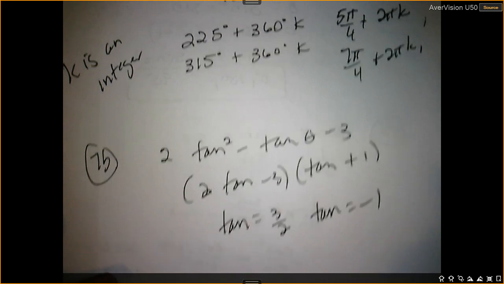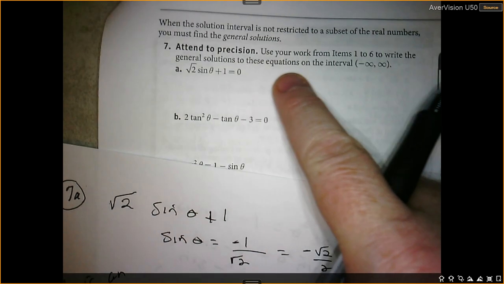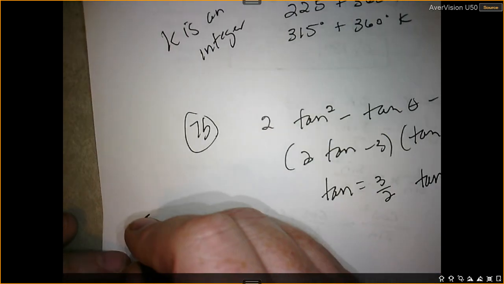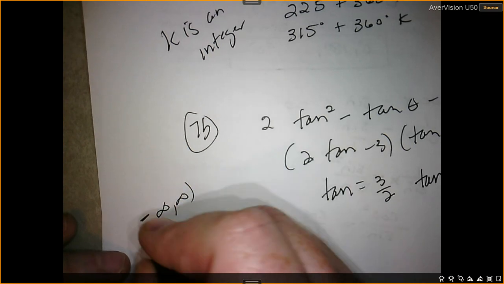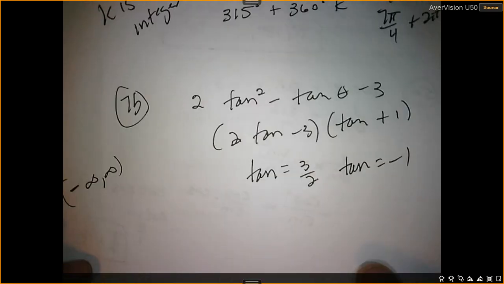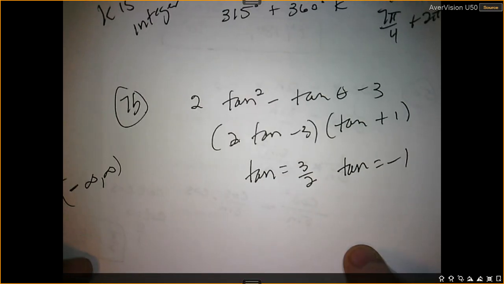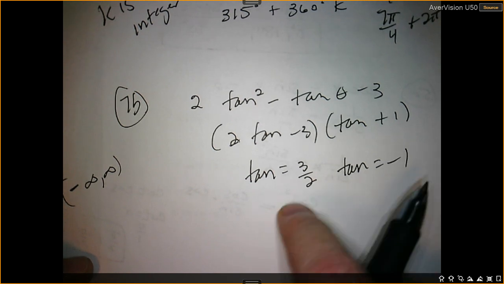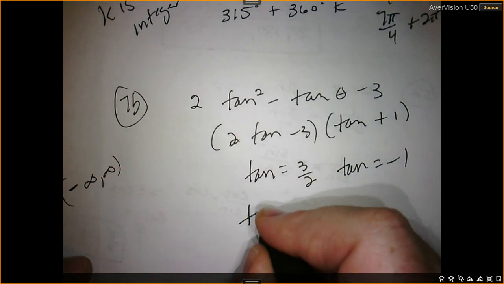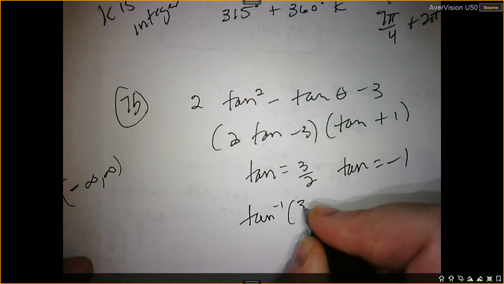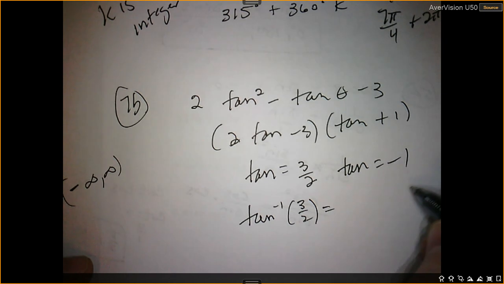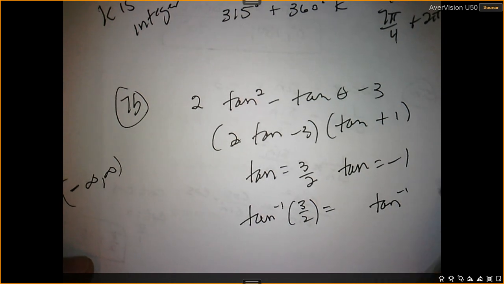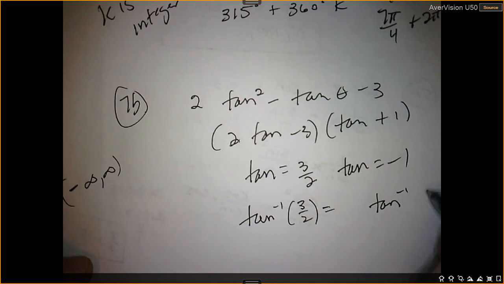Okay, so this one, since it's negative infinity to infinity, there are no restrictions on the domain and range. On tangent, the domain has a restriction and the range is open, so it could be anything. So you have to do inverse tangent of 3/2 and inverse tangent of negative 1. Or you can just use the unit circle on this one. I used the unit circle on that one.